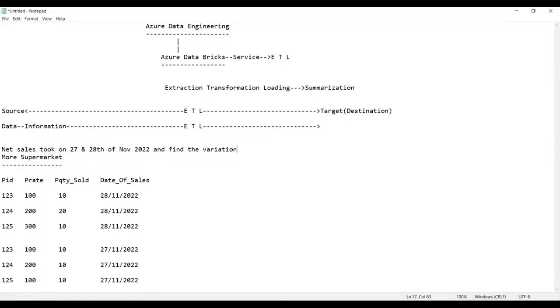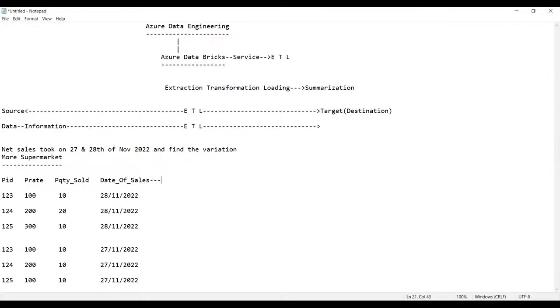Find out the variation. Getting my point, guys? Find out the variation. They want this query to be executed. Now tell me, the supermarket authority wanted to know what is the variation between the 27th and 28th day, whether the sales has increased or decreased. They wanted to know this. This is their query. So based on this, how is this Azure data engineer going to work?